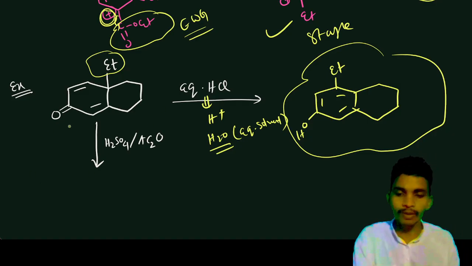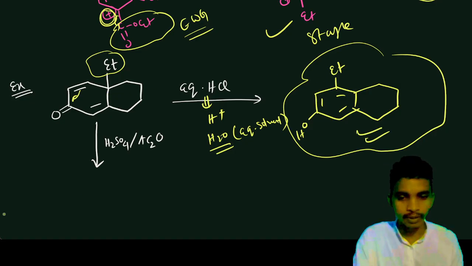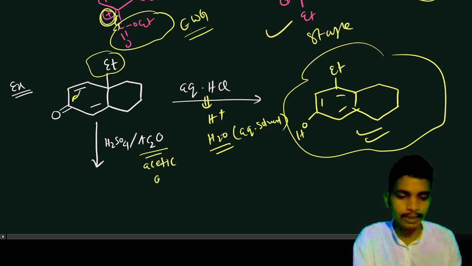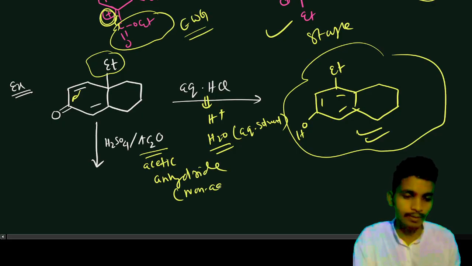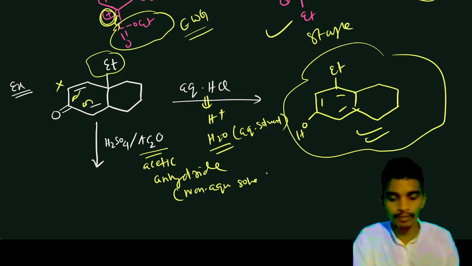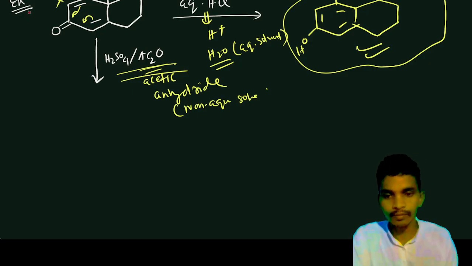Now if it is a non-aqueous solvent, then what will happen? What I say is that if it is an aqueous solvent, then this will shift, and this will not. Now if it is a non-aqueous solvent, such as acetic anhydride, anhydride means that water is not there. It means that this is a non-aqueous solvent. So in this case, this will not shift, this will shift. So what will we get here? In this case, this will shift, this will not shift.